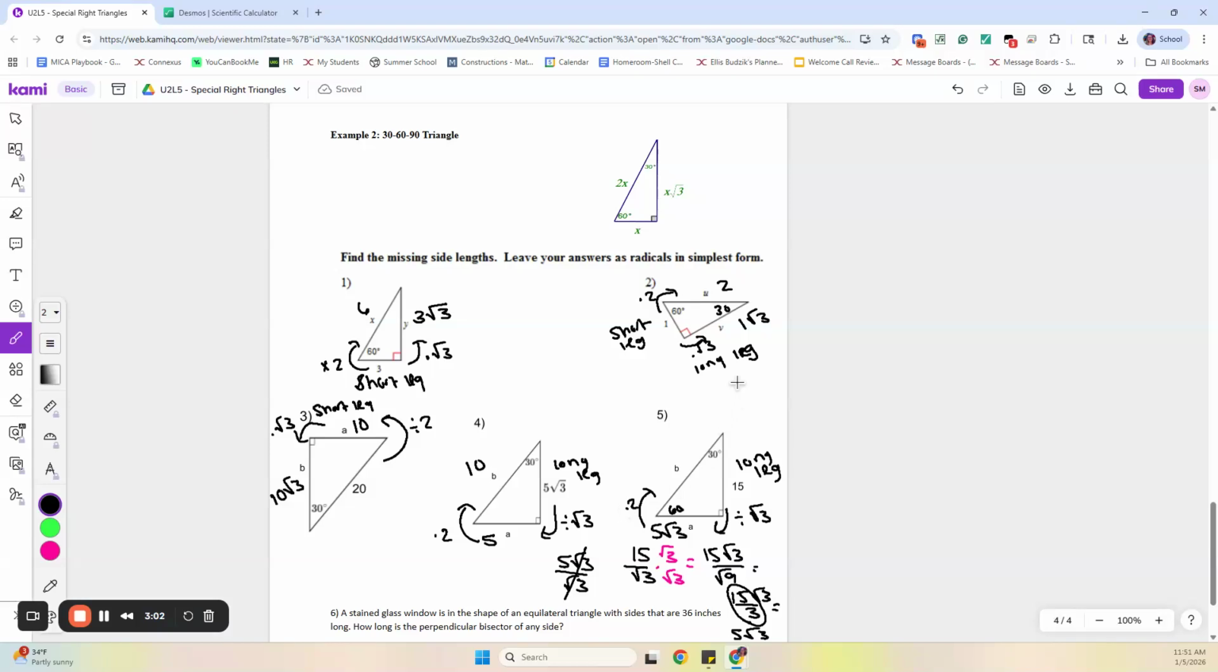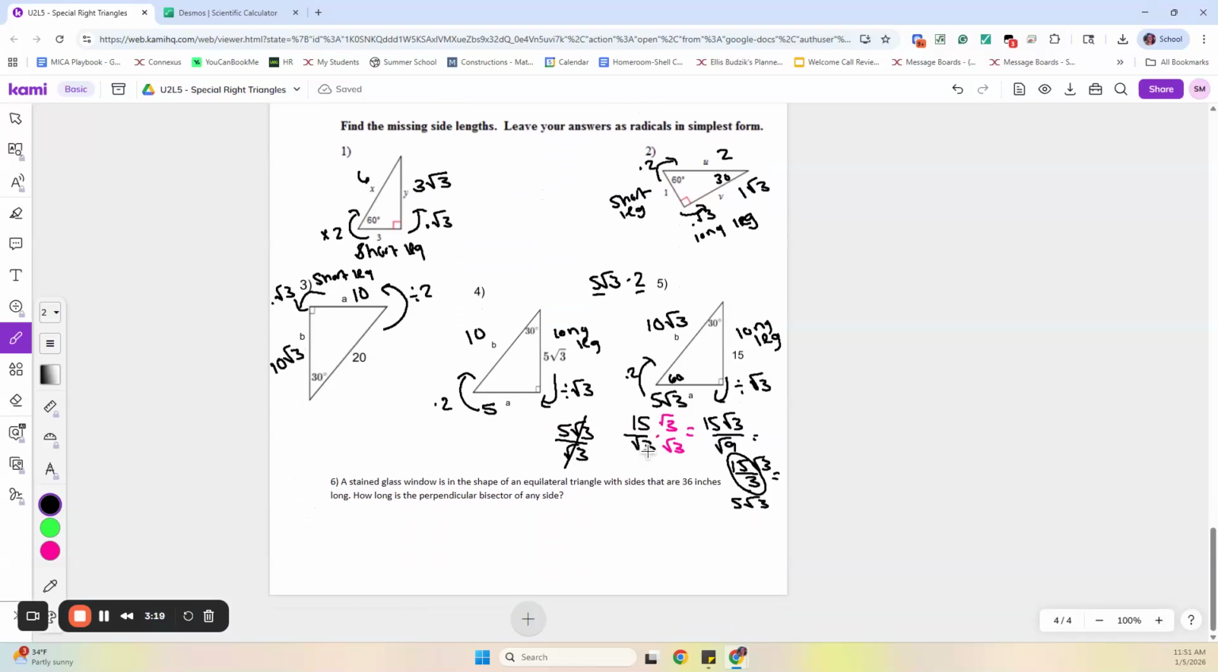Then I times by 2 to get my hypotenuse. So I'm going to end up doing 5 root 3 times 2, multiply my 2 outside numbers. 5 times 2 is 10, and then I still have my root 3 there. And that would be all of them.